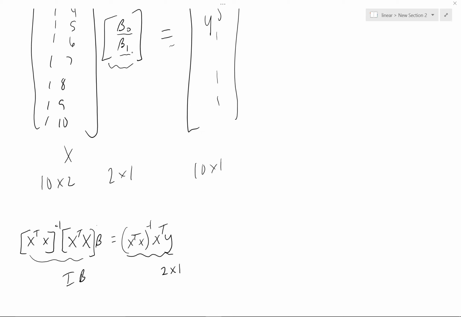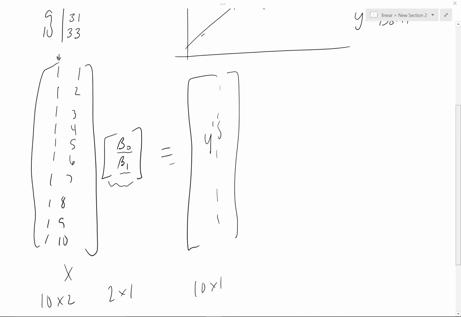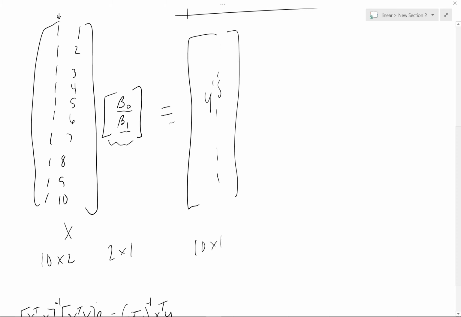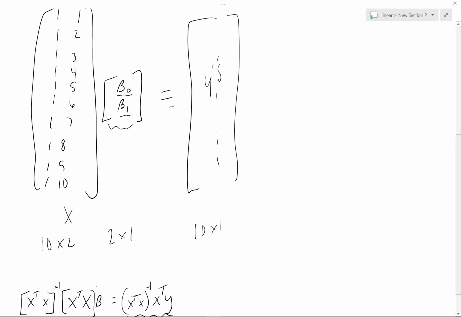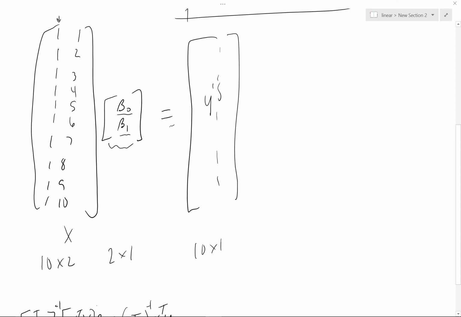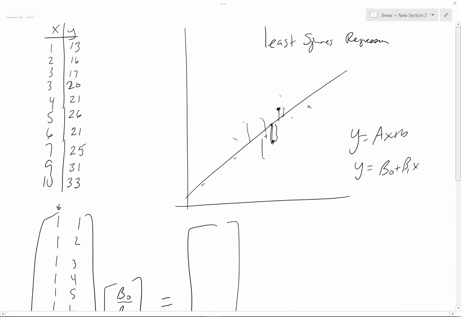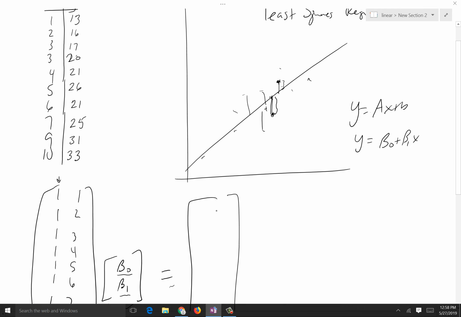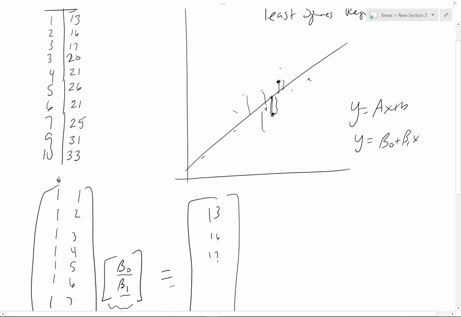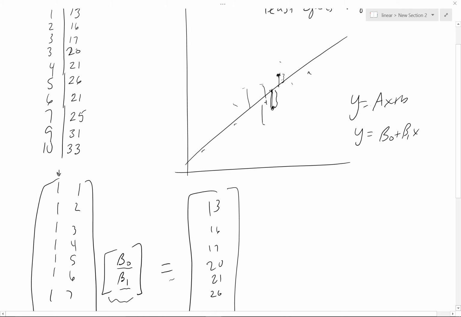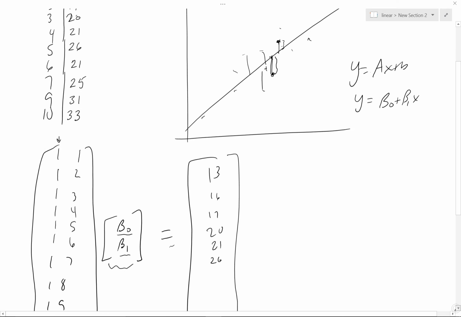So we're going to run through this just for a good time. I think I'll do it by hand just for fun at first, because I can. So let's quit screwing around and just do it. Where's my original data? My original data is up here: 13, 16, 17, 20, 21, 26, 21, 25.